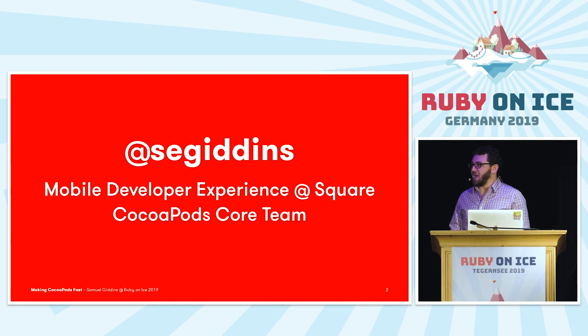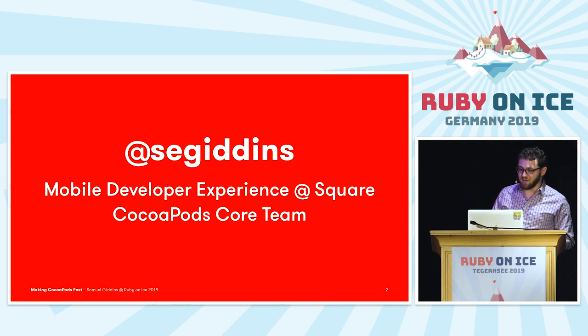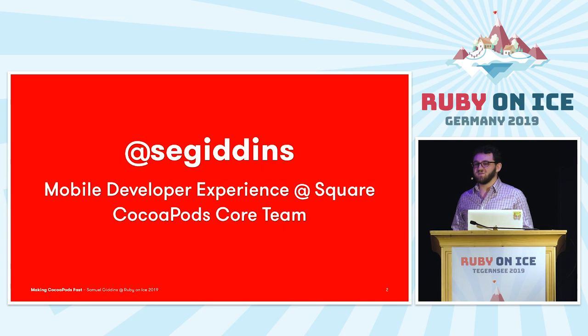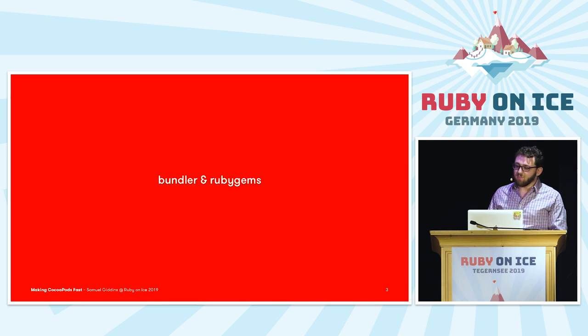So I'm at segiddins everywhere on the internet. You may have seen my name in connection with a few open source projects before. About a year ago, I joined the mobile developer experience team at Square, where it's my job to keep all of our iOS developers happy and productive. I do an OK job at that. You might have also seen my name or my face on Bundler and RubyGems issues and pull requests. I've even obsessed a bit about performance in those projects, but I'm not here today to talk about them.